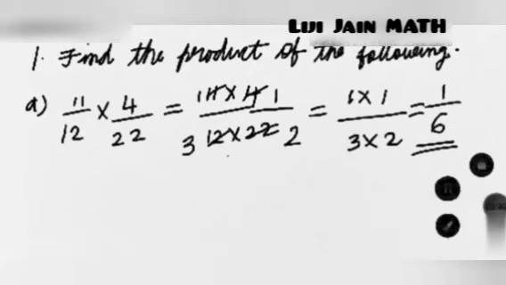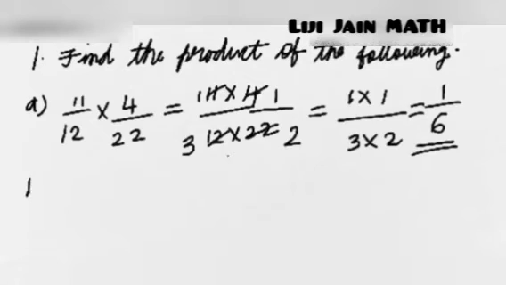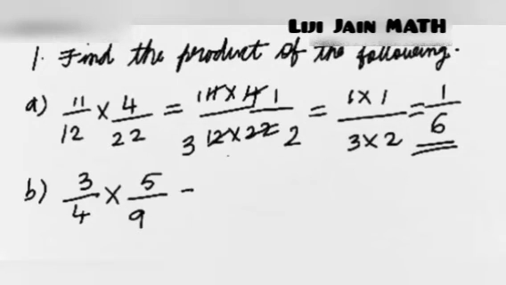Have you got it? Now, write down question number B. The question is 3 by 4 into 5 by 9. Actually, if you want, you can cancel here itself. But since you are learning for the first time, let's try to follow the proper steps.